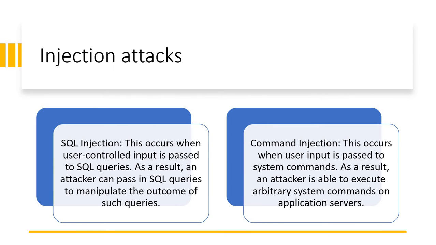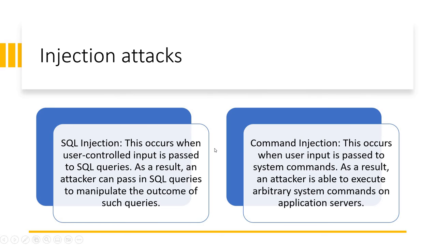Injection attacks depend on what technologies are being used and how exactly the input is interpreted by these technologies. Some of the examples are SQL injection as well as command injection. SQL injection occurs when user controlled input is passed to SQL queries. As a result, an attacker can pass in SQL queries to manipulate the outcome of such queries.